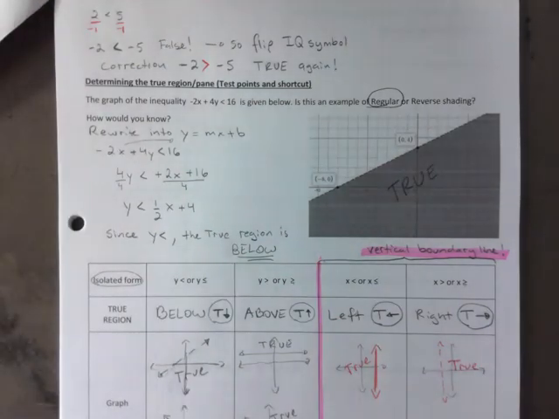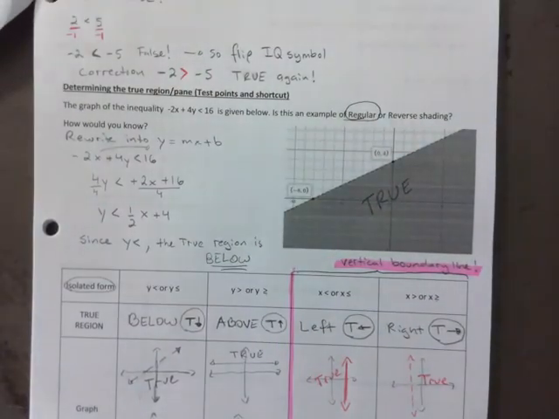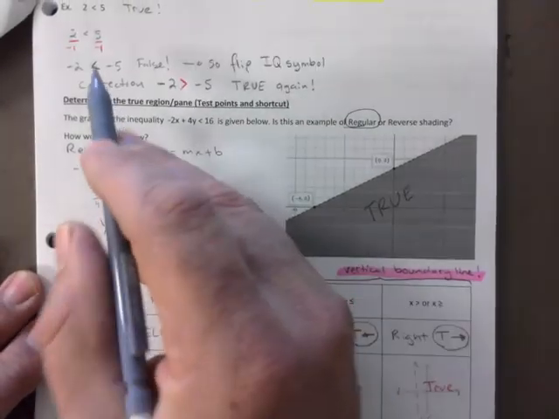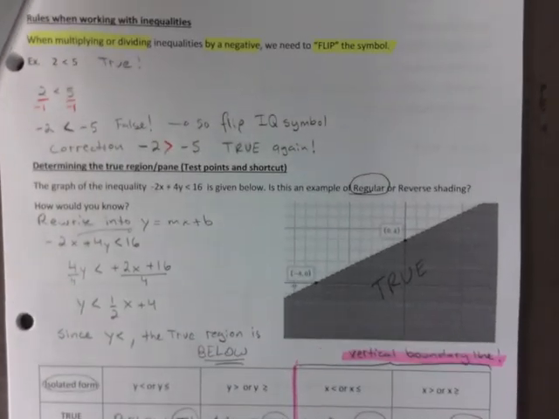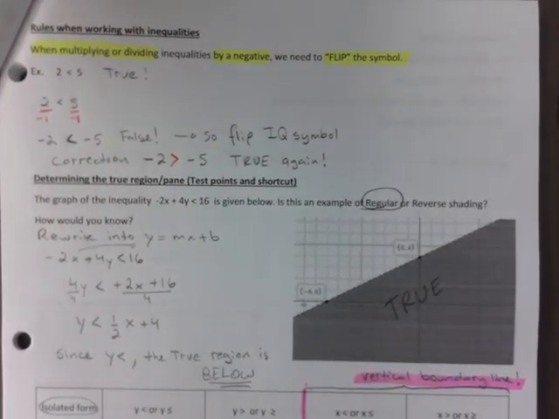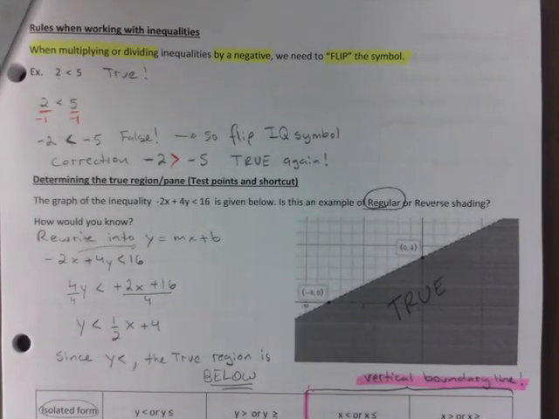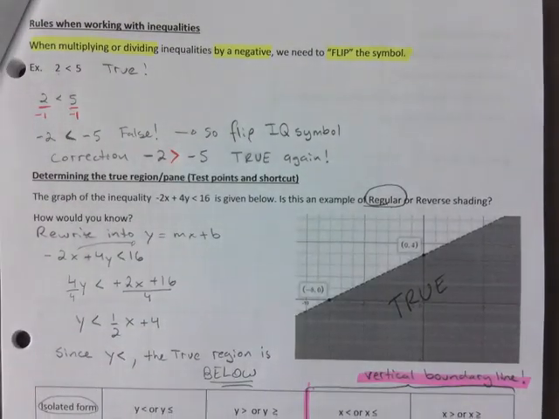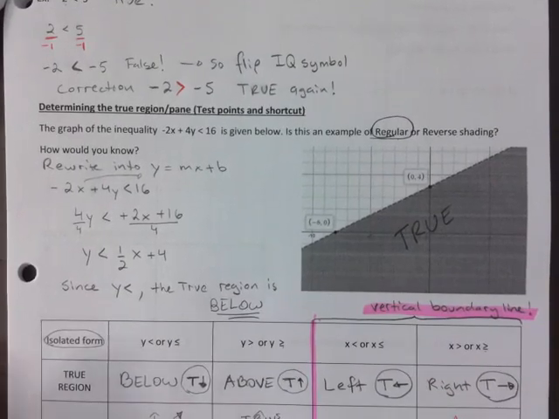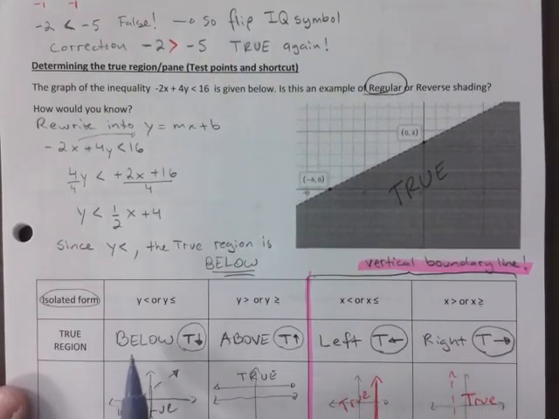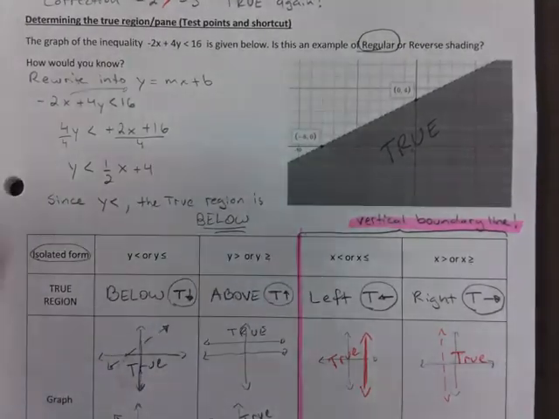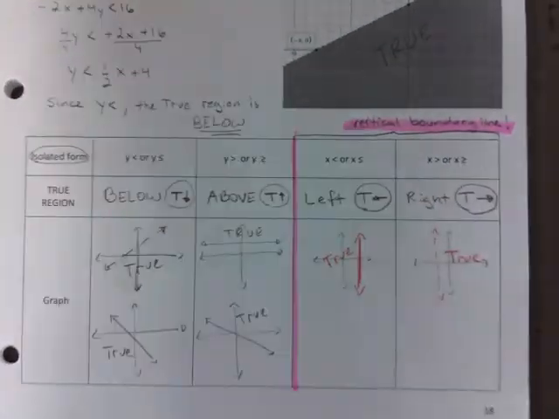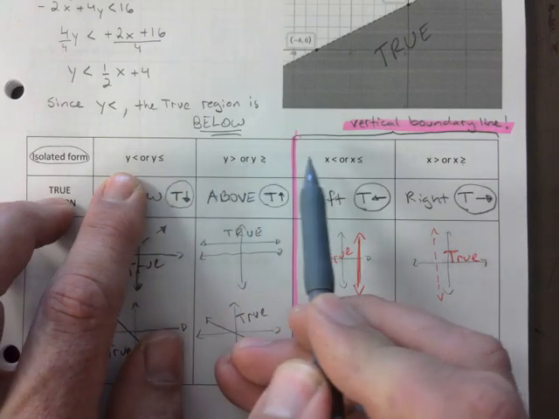We talked about regular versus reverse shading. We talked about dashed lines versus solid lines. We talked about the fact that when you divide by a negative, we need to do what? We need to flip the sign, okay? And last but not least, we ended up determining, okay, how do we know where the true region is?